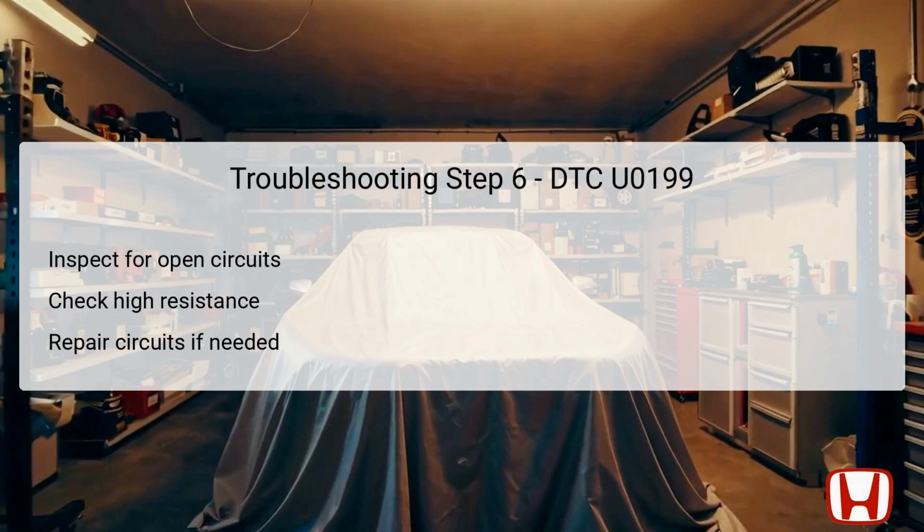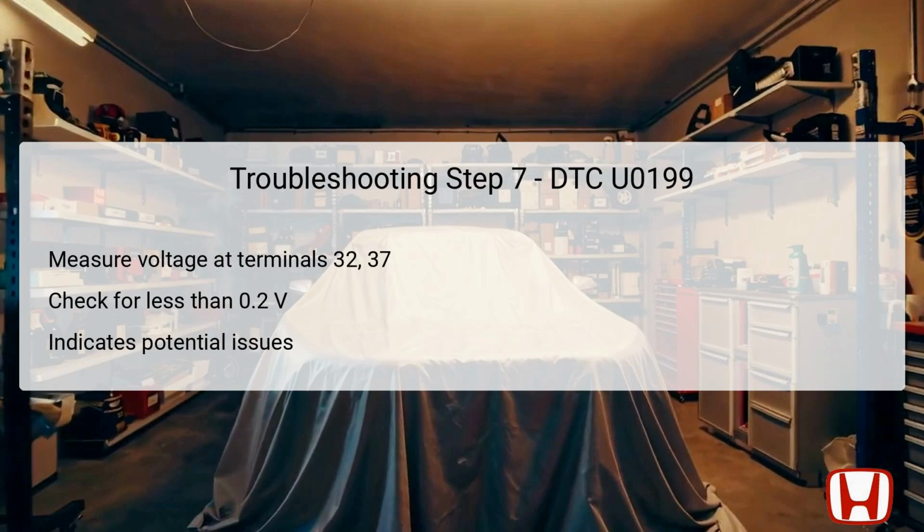These measures are crucial for ensuring the stability of the power window and lock operations and preventing future incidents of this DTC. In the final troubleshooting step, the technician will need to measure the voltage between the body ground and both terminals number 32 and number 37 of the power window master switch 37P connector individually. This measurement seeks to confirm that the voltage reading is less than 0.2 volts. If the readings are within this range, it indicates the components are functioning as expected under these conditions.